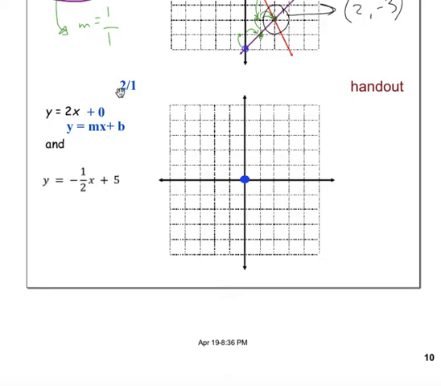We're going to go up 2 because it's rise over run, so 1, 2, and then over 1. We plot our point there, and we do it again: up 2, 1, 2, and over 1. We've got the start of our line, and then I would put a line of best fit through that.